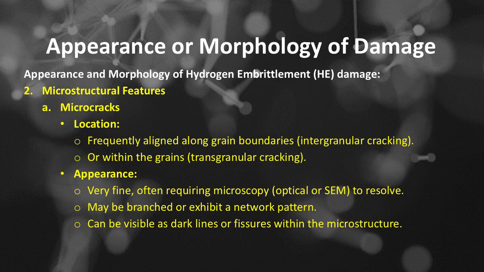Appearance and morphology of hydrogen embrittlement damage. Number 2 is microstructural features, which include: Number A, microcracks. The location of microcracks is commonly frequently aligned along grain boundaries, intergranular cracking, or within the grains, transgranular cracking. The appearance of these microcracks is very fine, often requiring microscopy, optical or SEM, to resolve. They may be branched or exhibit a network pattern, and can be visible as dark lines or fissures within the microstructure.